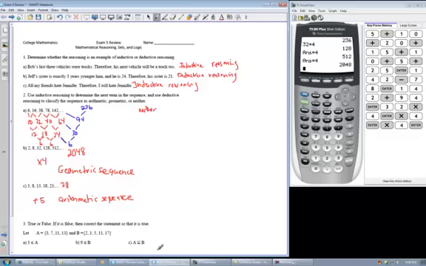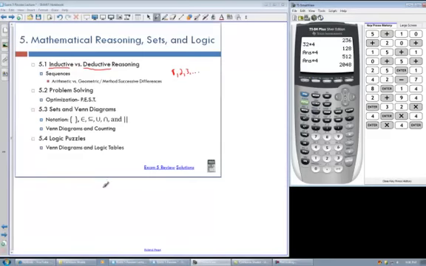All right, let's go back to the review. All right, so now we talked about arithmetic versus geometric, this method of successive differences. Let's move on to 5.2. So on 5.2, we talked about problem solving.